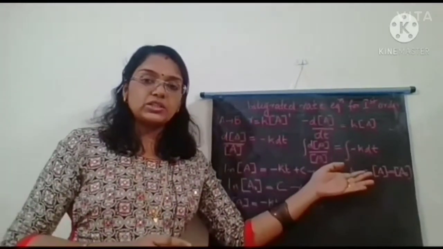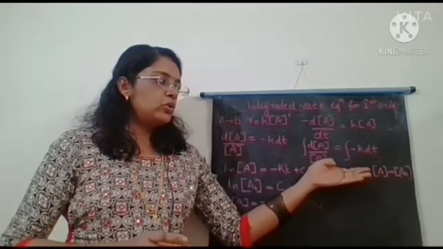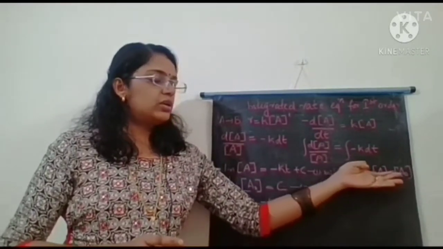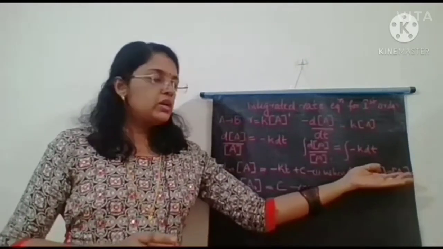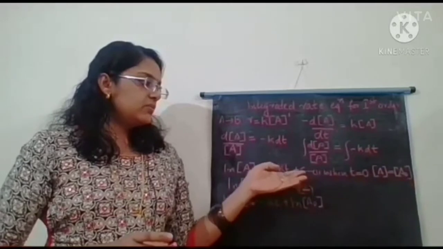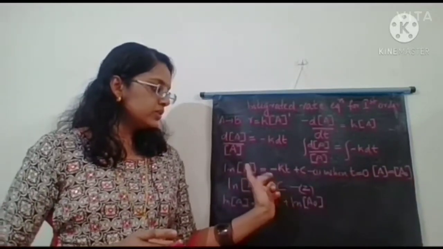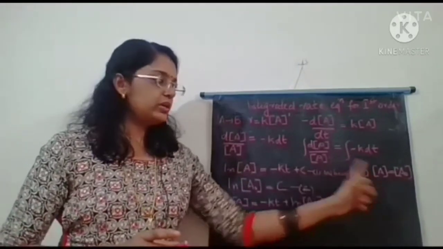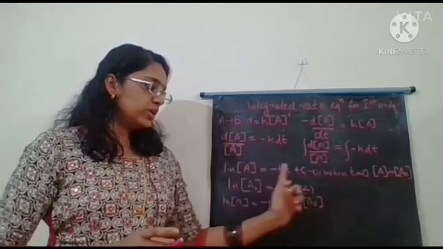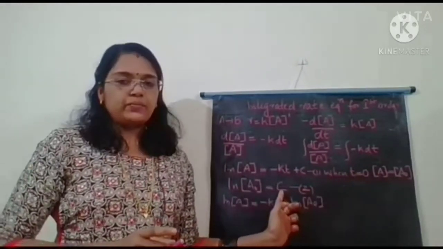That is, when the reaction has not started, when time t is equal to 0, the concentration of A becomes the initial concentration, that is A0. Then to find C, in the equation ln A is equal to minus Kt plus C, we put in these values. So ln A0 is equal to C.